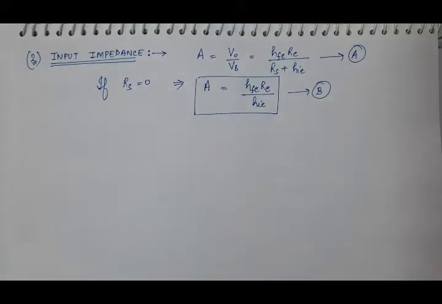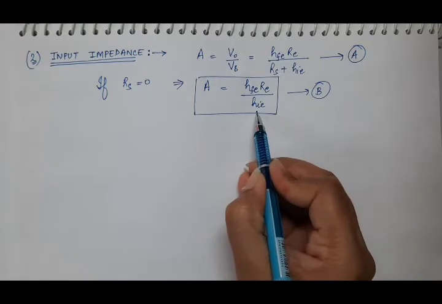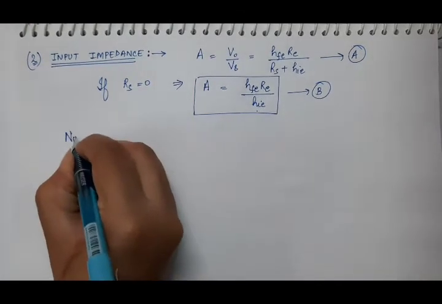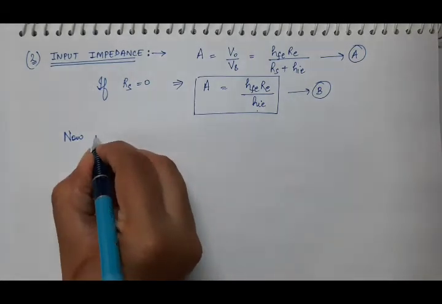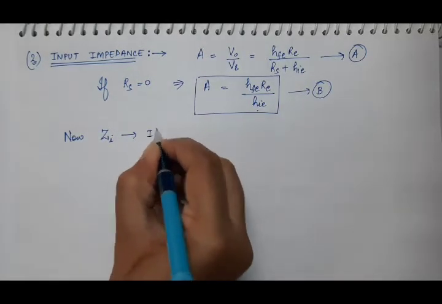So now what will be the value of input impedance without feedback? Input impedance without feedback is just HIE now. Initially, what was the input impedance? It was Rs plus HIE. But now, the input impedance will be ZI, the input impedance without feedback.